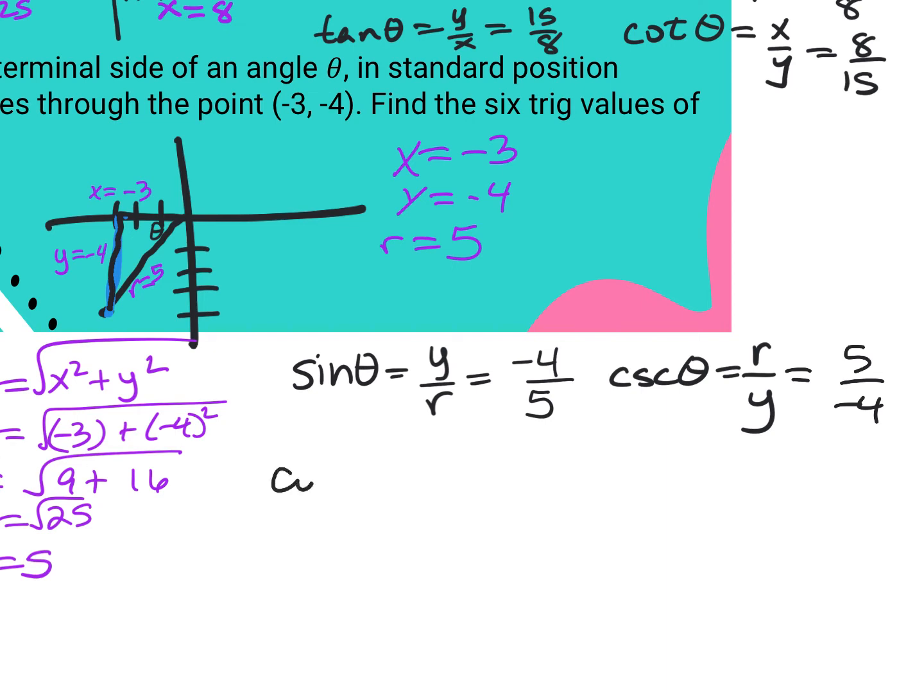And now let's do cosine. x over r. My x is -3. The r I calculated is 5. Its reciprocal is secant.